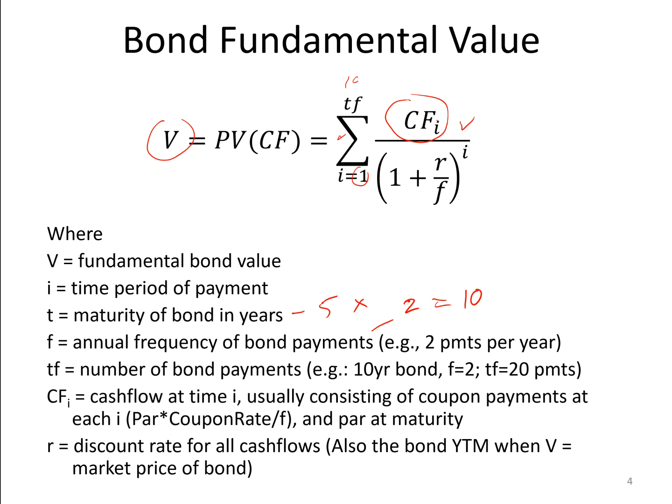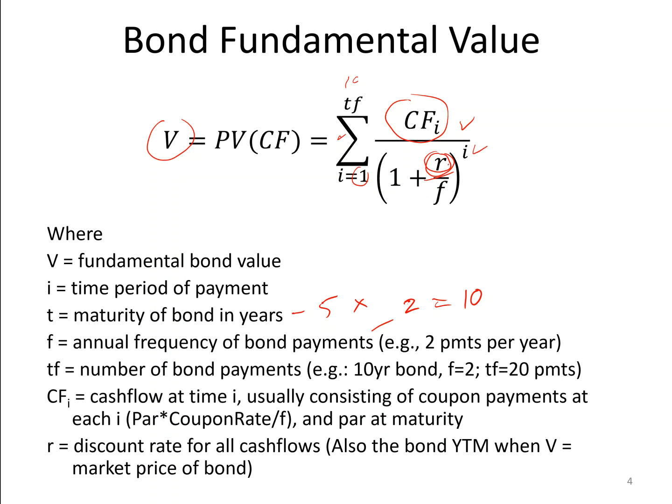At each point, we're going to get the cash flow, which will either be a coupon payment or a coupon payment plus par. And we're going to discount it at some rate R. R is an annualized discount rate, so we're going to have to divide it by the frequency to get a periodic discount rate. For example, a bond that makes 2 payments per year, every 6 months, we're going to discount at a 6-month discount rate by taking the annualized R, dividing by 2, and raising it to the i power.